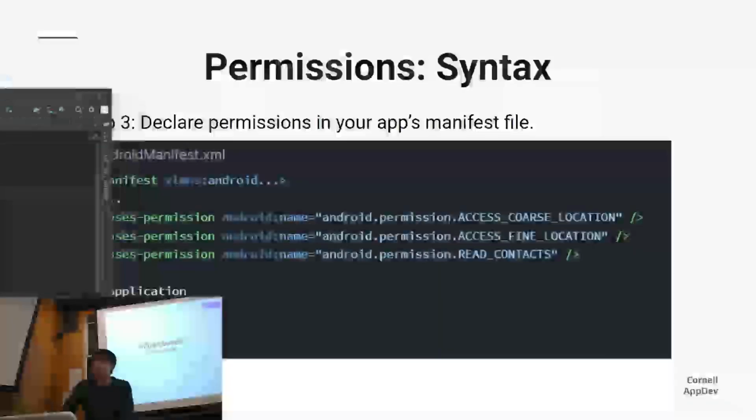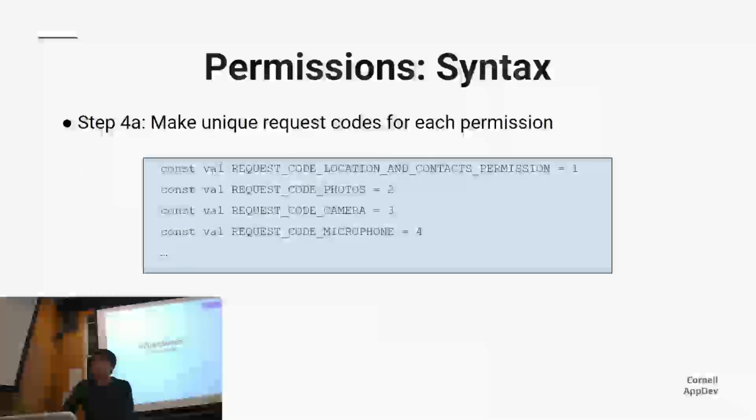Awesome. Okay, move on to step 4, and this is where we'll actually start getting into the permissions flow inside of our Kotlin code. The first thing you'll want to do is create request codes for your permissions. These will let you actually work with your permissions and handle the permissions flow for certain permissions.